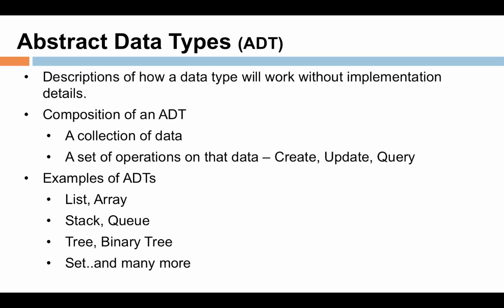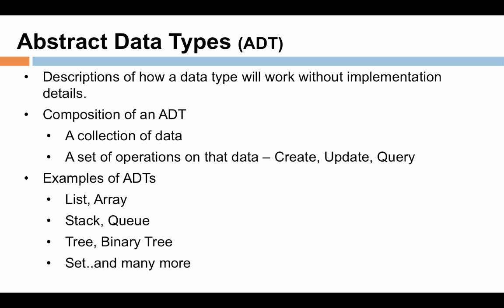What this enables, we will see. Now, what does an abstract data type consist of? The specification of an abstract data type consists of the specification of a collection of data and a set of operations on that data. Typical set of operations that you specify, we will see in a few examples that this is by no means exhaustive. Depending on the data type that you're designing, you can come up with the appropriate set of operations.